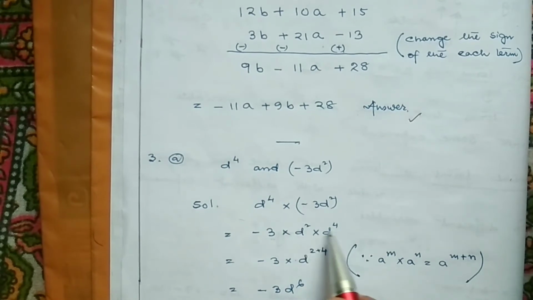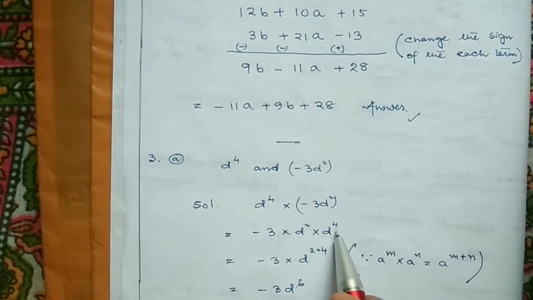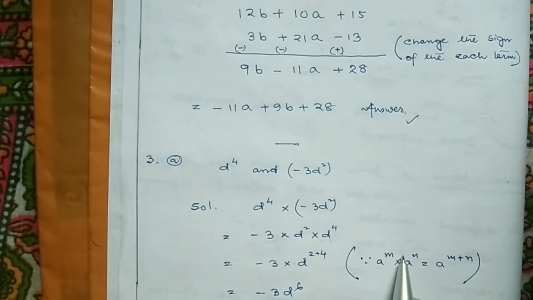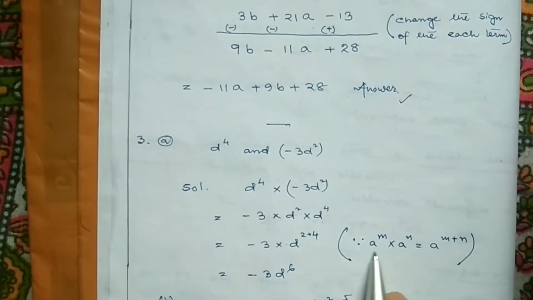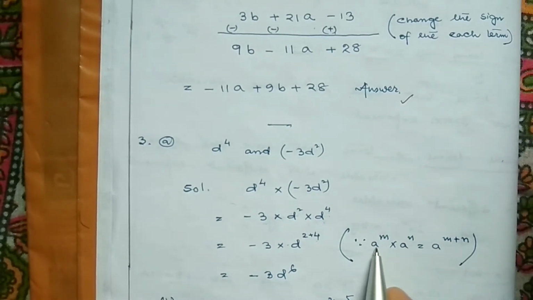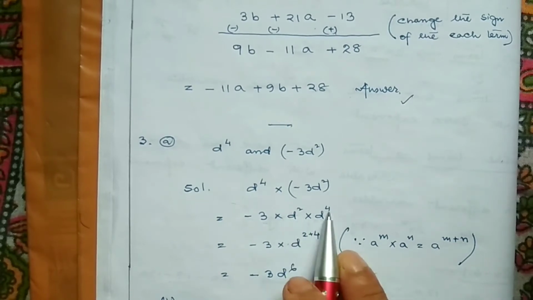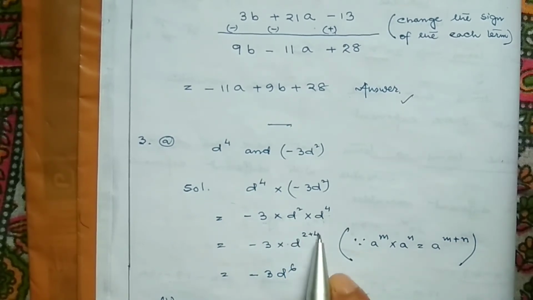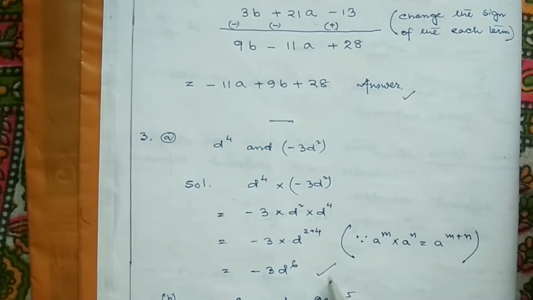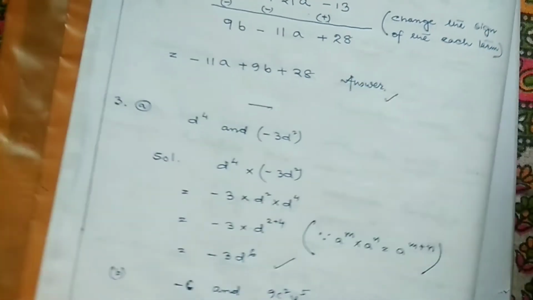If I add these 2 plus 4, it will be 6, because we know a to the power m into a to the power n. Whenever the bases are same, powers are added. In class 7 we have done this type of sum. So when bases are same, powers are added. So here bases are same, powers will be added. So 2 plus 4, it will be 6. So your answer is minus 3 d to the power 6. This is the answer of this particular question.